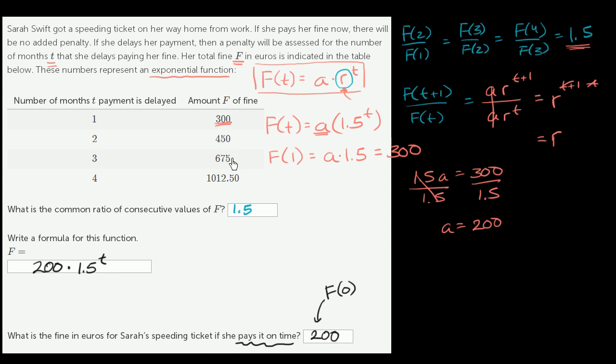Now, another way of thinking about it is, let's look at the common ratio. To go from 675 to 450, you're essentially dividing by the common ratio. To go from 450 to 300, you are dividing by the common ratio. So then to go from t equals 1 to t equals 0, you would divide by the common ratio again, and you would get to 200. Or another way of thinking about it is, to go to successive months, every time we are multiplying by the common ratio.